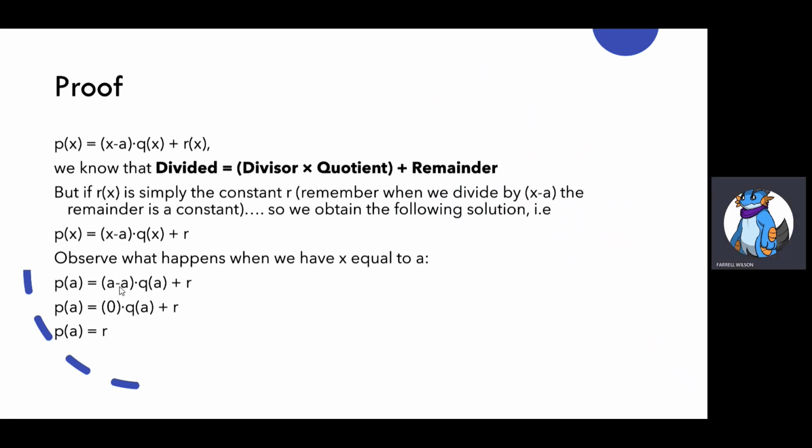Basically, since in this equation a minus a is equal to 0, this means that p(a) is equal to 0 plus r, or we can simply say that p(a) is equal to r.